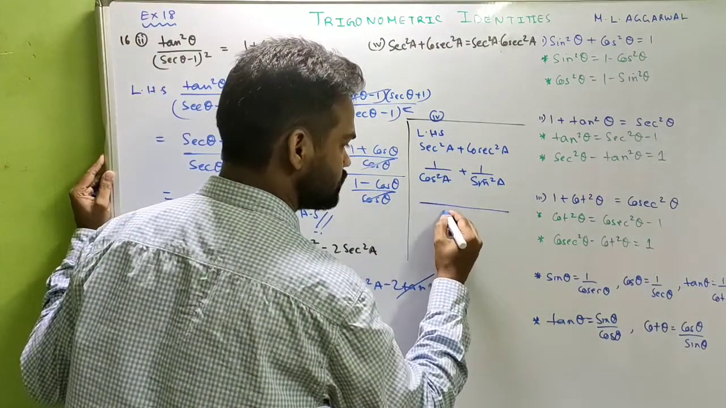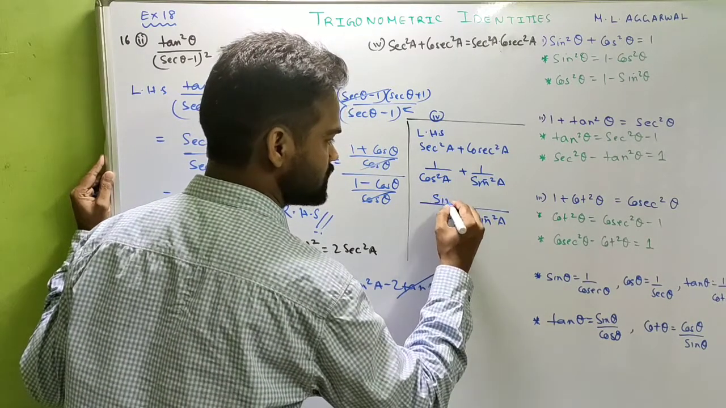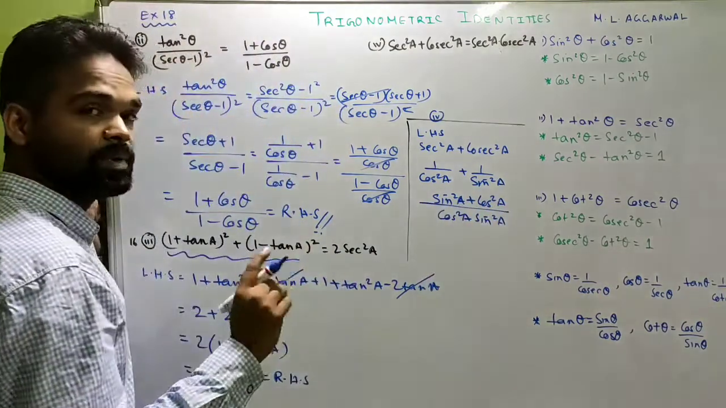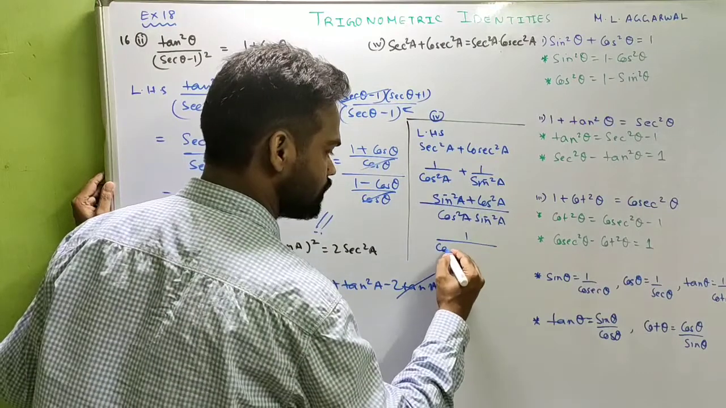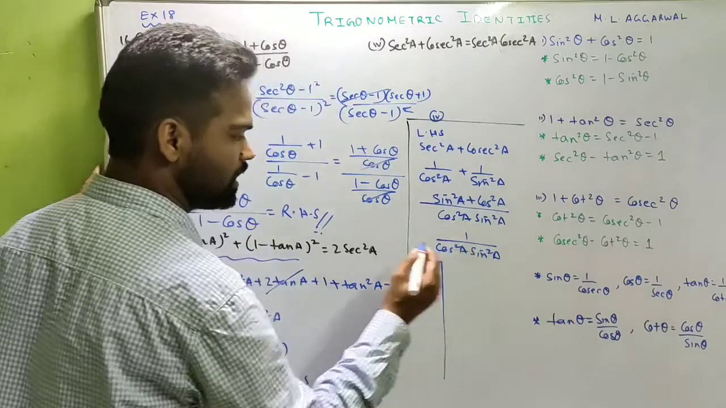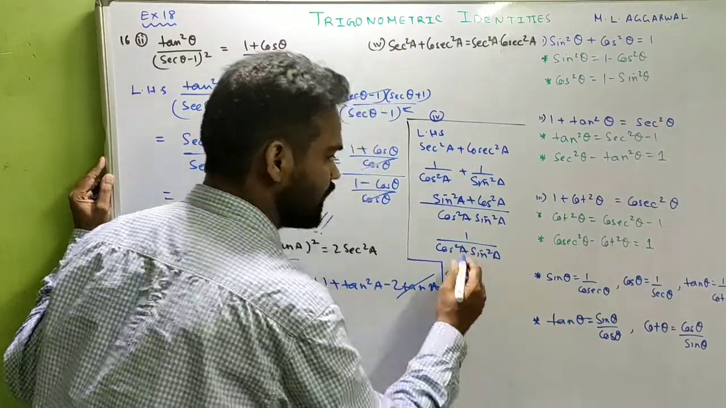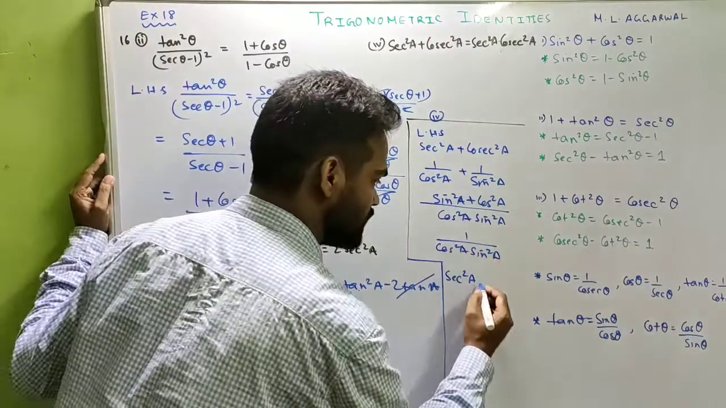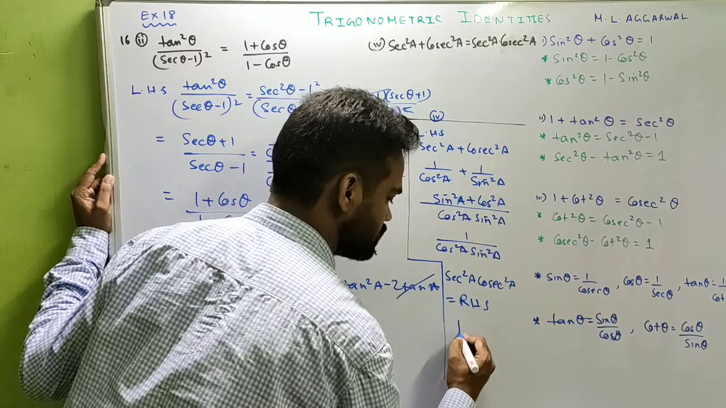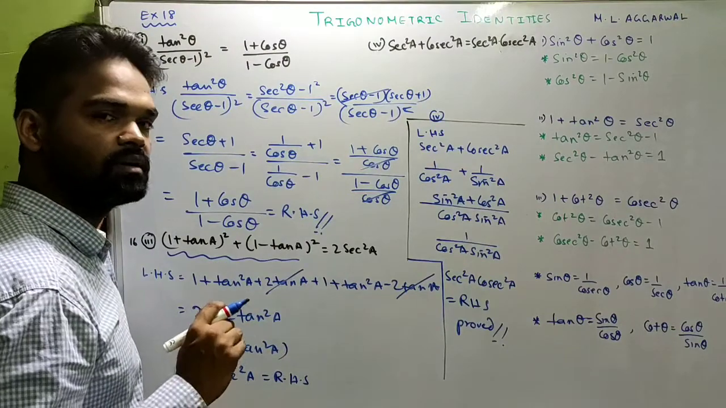Now if you take LCM, this is cos square A sine square A, and this will be sine square A plus cos square A. So sine square A plus cos square A is 1. So that's 1 by cos square A sine square A. Now look carefully. 1 by cos is nothing but sec. So 1 by cos square A will be sec square A. And 1 by sine is nothing but cosec. So 1 by sine square A is cosec square A, which is equal to RHS. Proved. Done. Now let us look at the next sum.